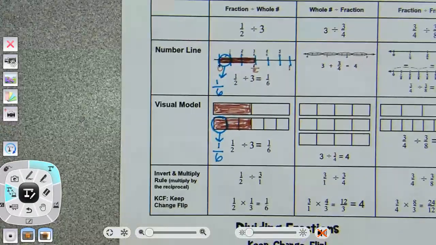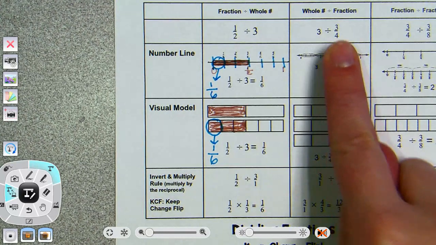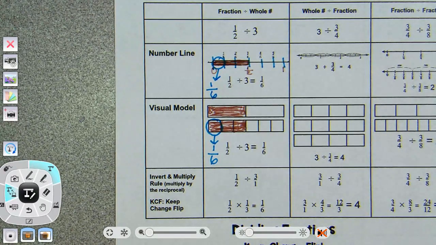Now let's rewind a little bit and let's try this whole process again with another example. So next we have a whole number divided by a fraction. So sticking with the food theme, let's talk about some pizzas.